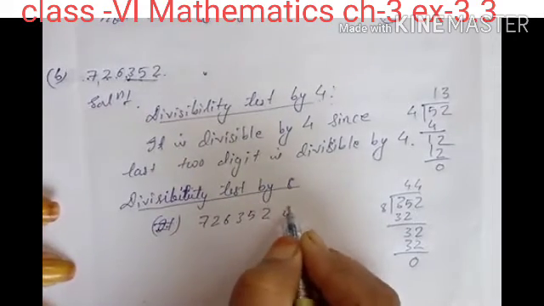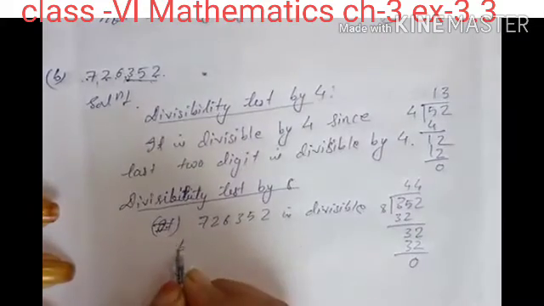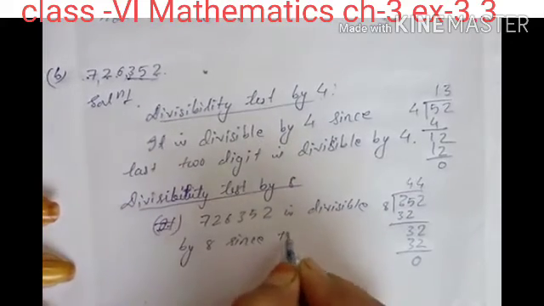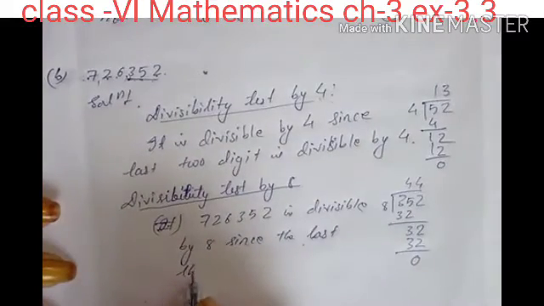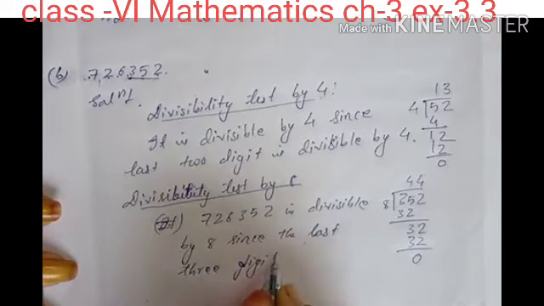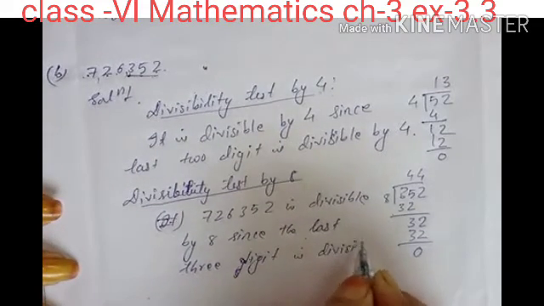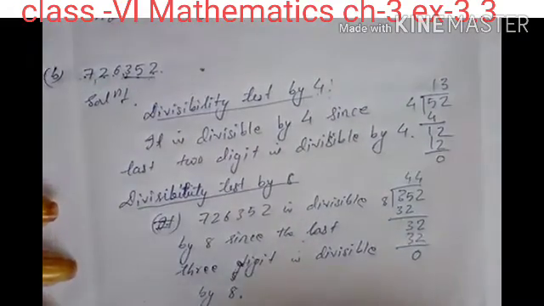726,352 is divisible by 8, since the last three digits are divisible by 8. So I hope you have understood.